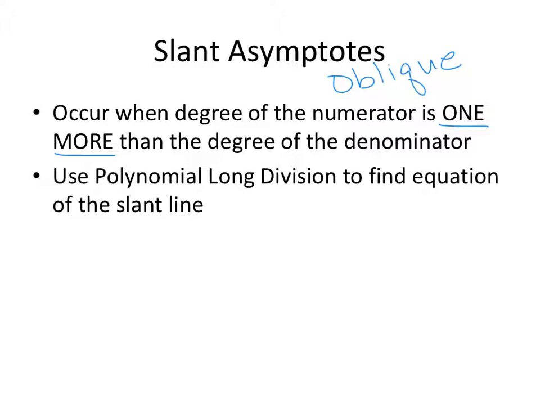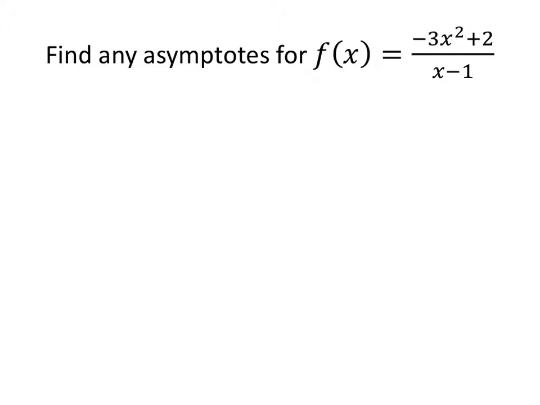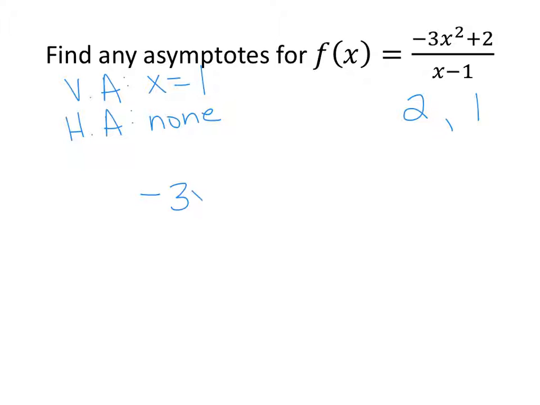And the way we figure out the equation of this slant asymptote is to use polynomial long division to give us an equation. All right, so we're still using that same equation, f of x equals negative 3x squared plus 2 over x minus 1. We're still finding any asymptotes, so we already knew our vertical asymptote was x equals 1. We knew that the horizontal asymptotes were none, but notice the degree of my numerator is 2, the degree of my denominator is 1, and 2 is exactly 1 larger than 1. So we're going to use polynomial long division here to figure out the equation of our slant asymptote.